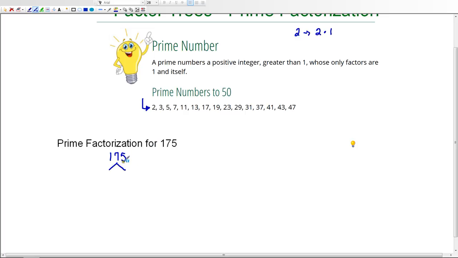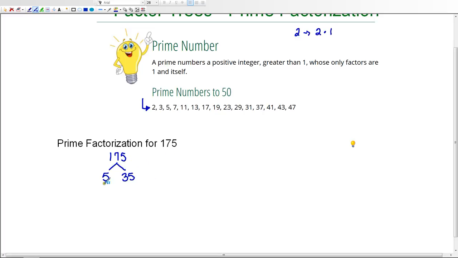Since 175 ends with a 5, I know that it's divisible by 5. So that's what I'm going to start with. So 5 times what number is 175? And I know that 5 times 35 is 175. So what I've done here is just create two branches, and underneath of that, write the two factors that will equal 175. So 5 times 35 is 175.